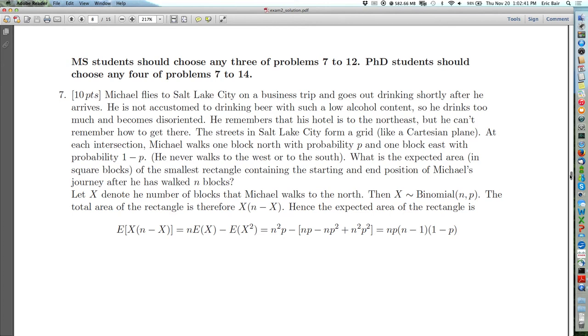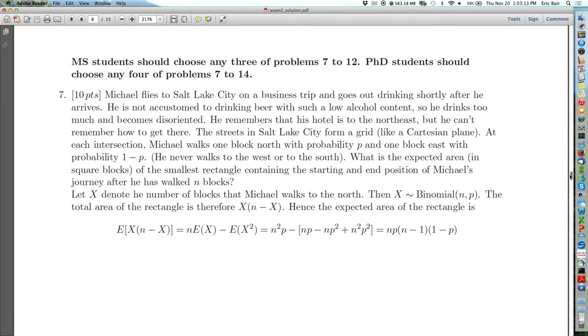Question 7, I mean, the distribution of who chose what was fairly spread out in this exam. It wasn't like the last one where every single person chose the one that was like the homework problem. 7 did seem to be one of the more popular ones, and generally speaking, it probably had one of the higher success rates, and there were a significant number of people who got the problem right.